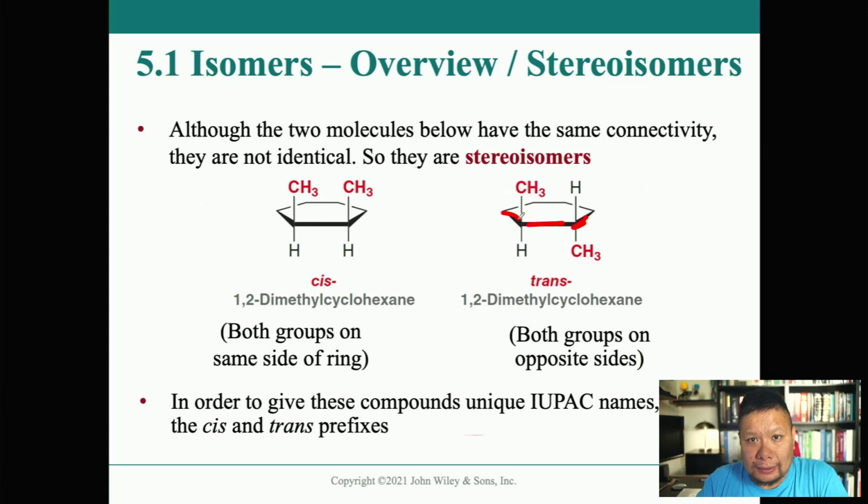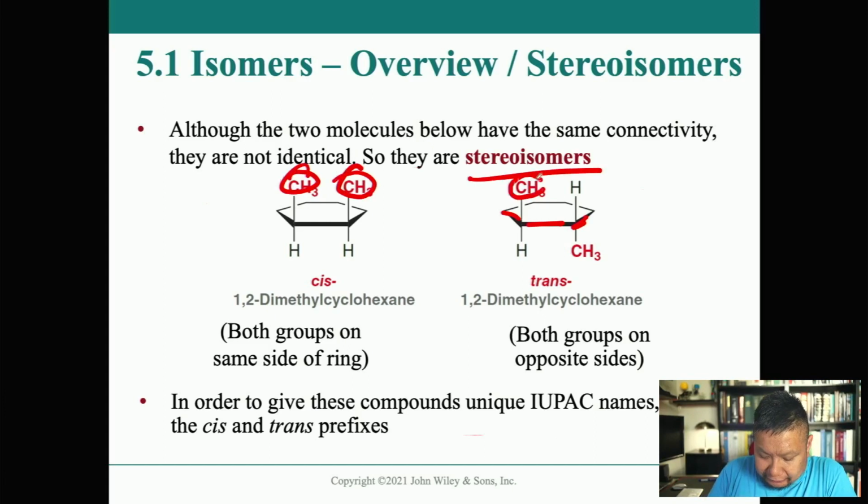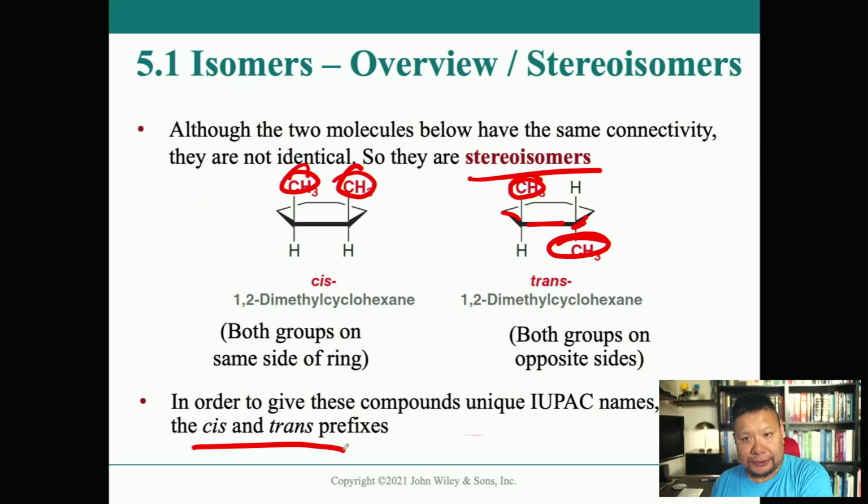But they are especially known as stereoisomers, because the CH3s are connected spatially differently. In the cis, both are on the same side, and in the trans, they're on opposite sides. So that is a stereoisomer, and we use cis and trans to denote between the two.